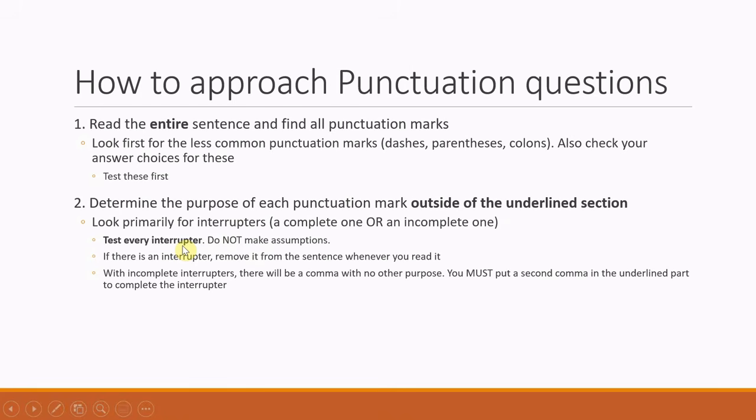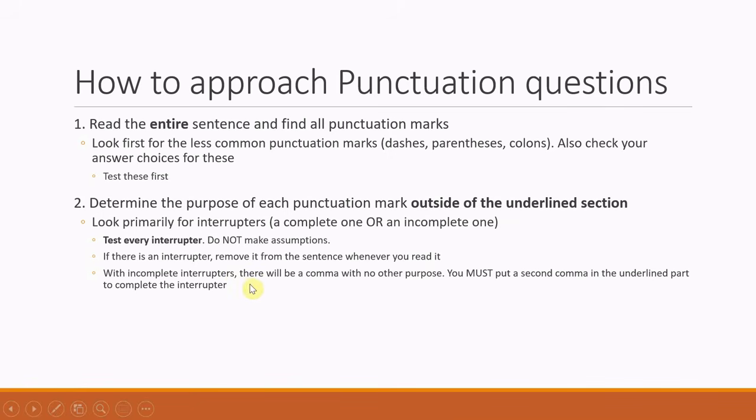So if you think it's starting to make an interrupter, if you don't know, see if any of your answers would finish that interrupter. If it is an interrupter, good, you can take it out, but don't just assume it is. If you see it, remove it whenever you read it. If there's an interrupter before you even get to your underlined section, just from now on, read the sentence without it. Pretend that's not there.